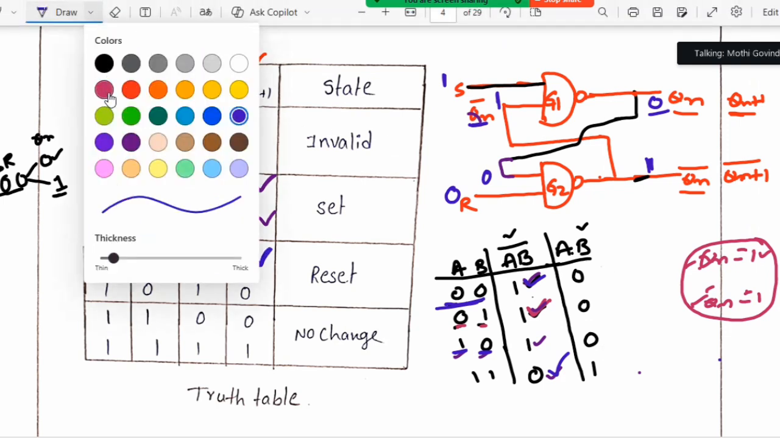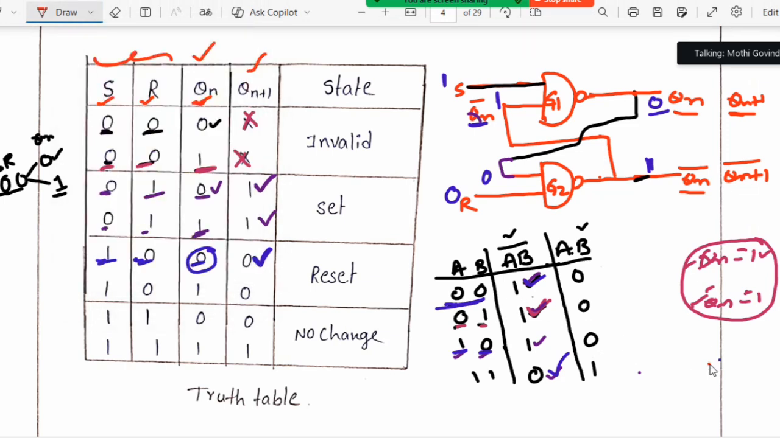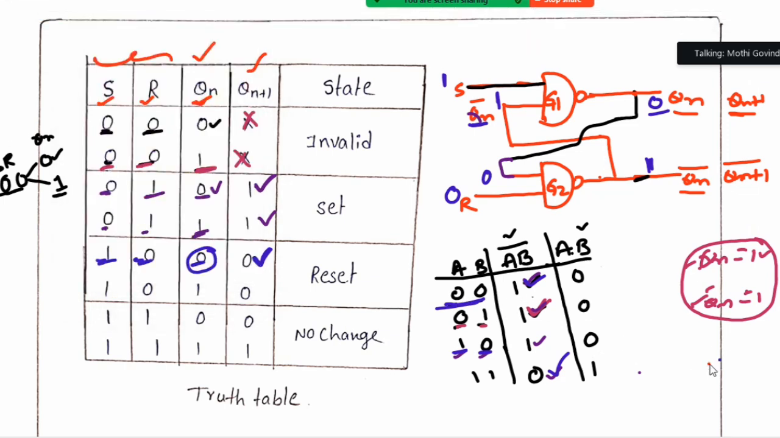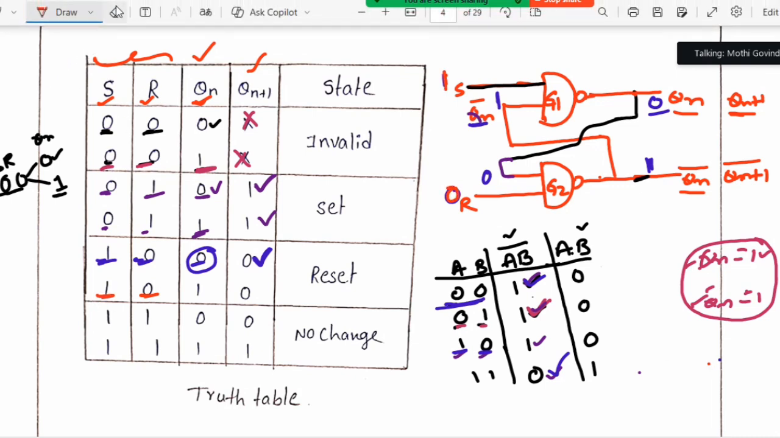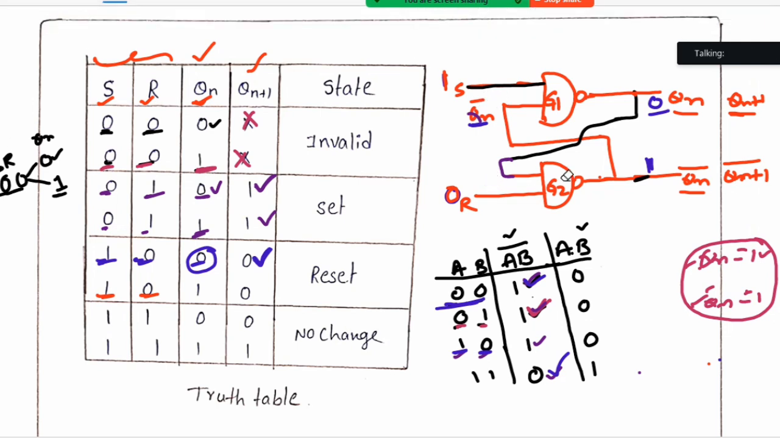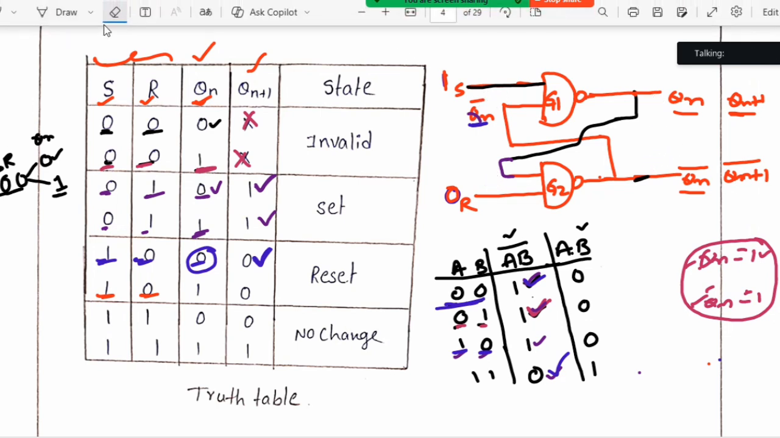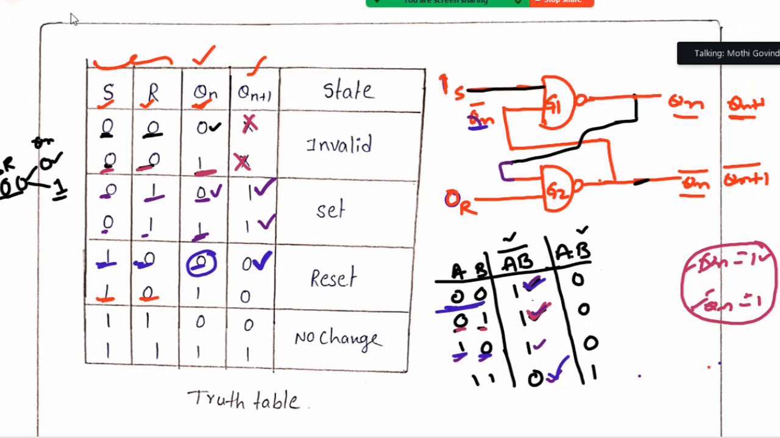So another state I'll take and I'll give the example. Next state is what? 1 1. Sorry. So again I'm giving 1 0. So this is a 1 and this is 0. I don't know the previous state here. In the previous case I assumed 0. Now I'm going to assume 1. So if the Qn is 1, this 1 is coming here.